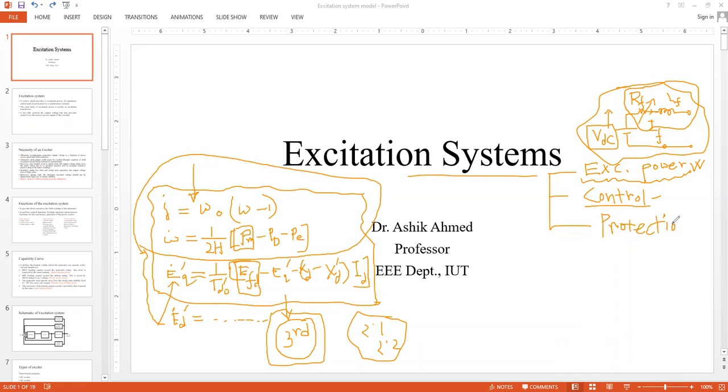By protection, what do we mean? Let's say several kinds of protection are there, based on the safe zone of operation for the synchronous generator, based on limits. There are certain limits that are to be satisfied to keep the generator operation within a certain limit. And that limit is obtained simply by the study of the capability curve.